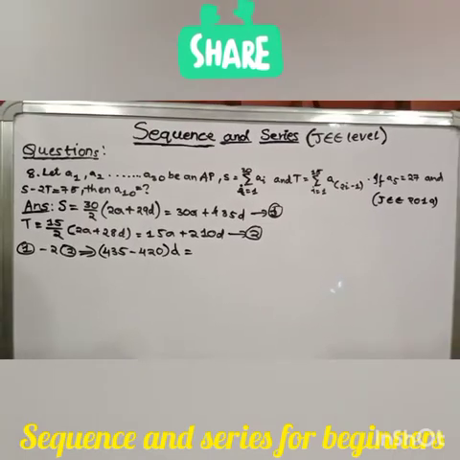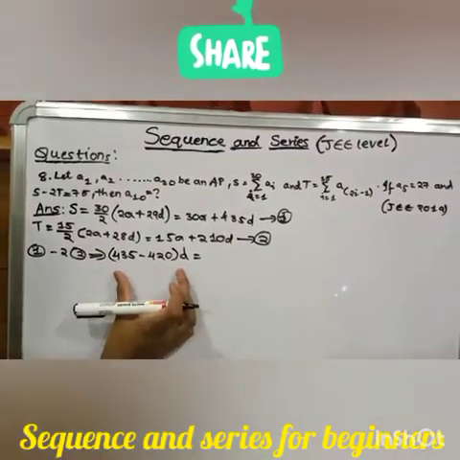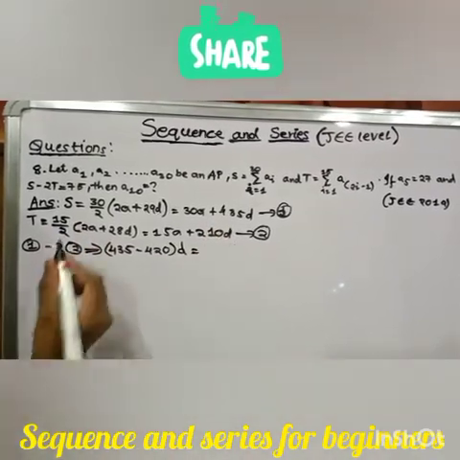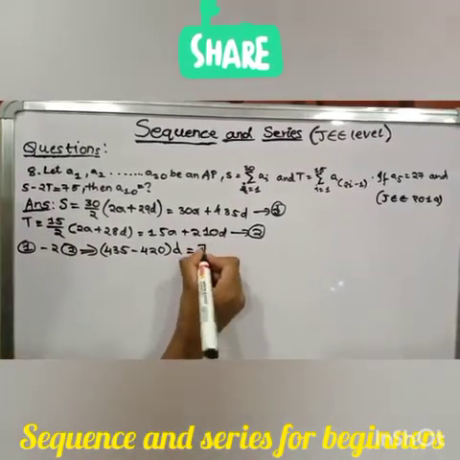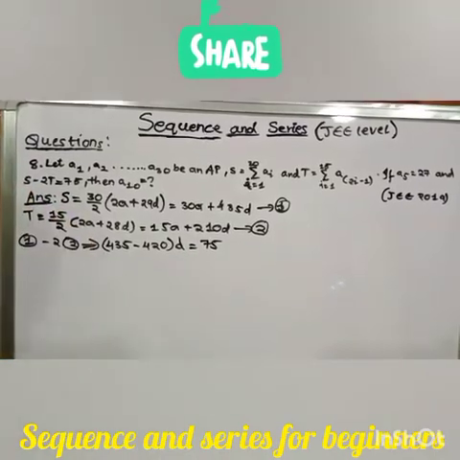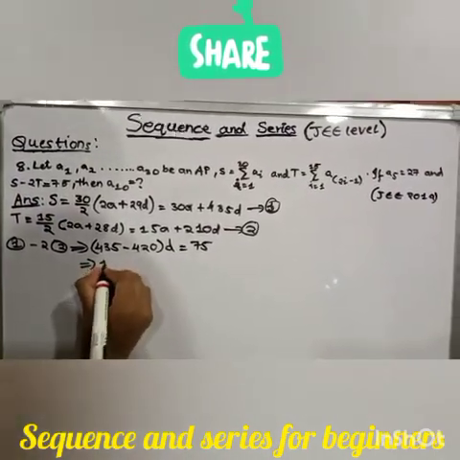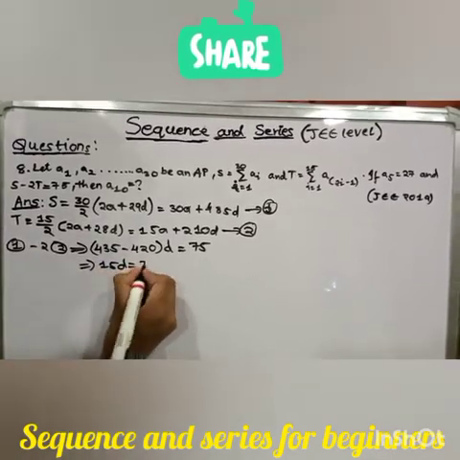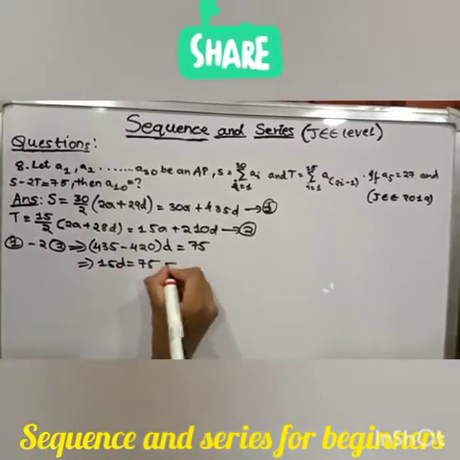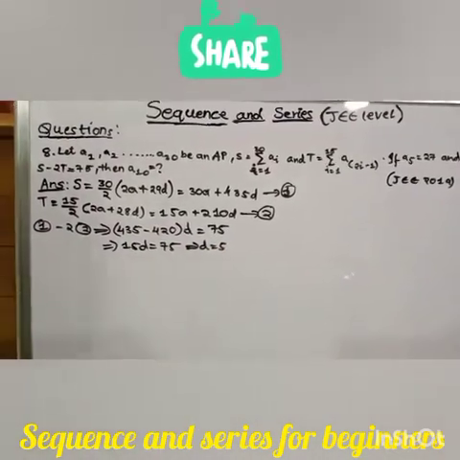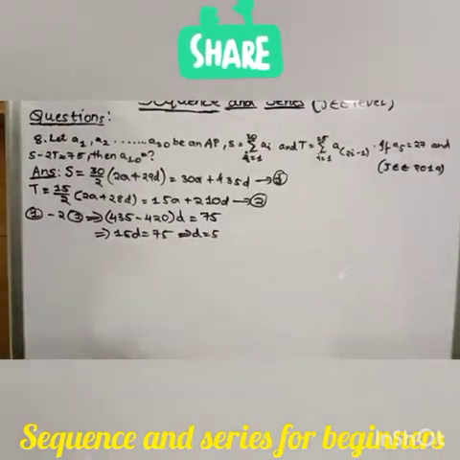So what we can do is, this is S minus 2T, right? Equation 1 is S, minus 2 times T equals 75. This piece of information. So this is 15D equals 75. This implies D equals 5. We got D, so let's substitute in an equation.